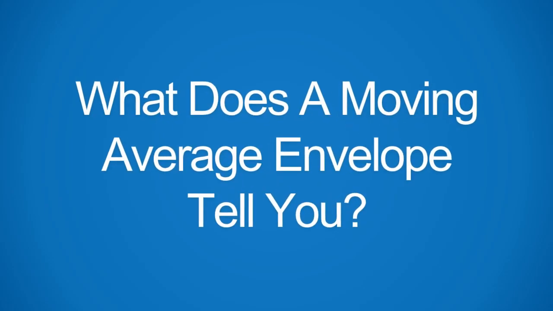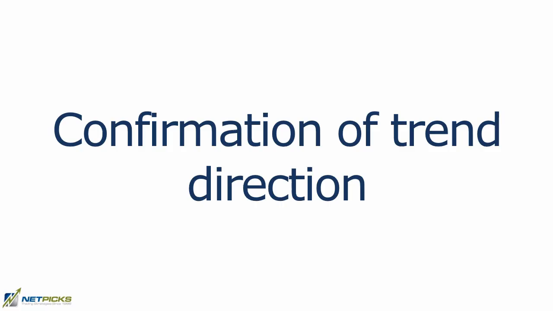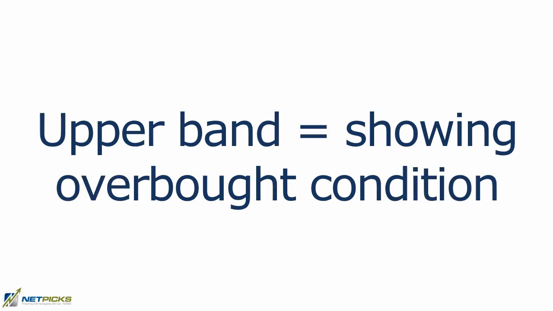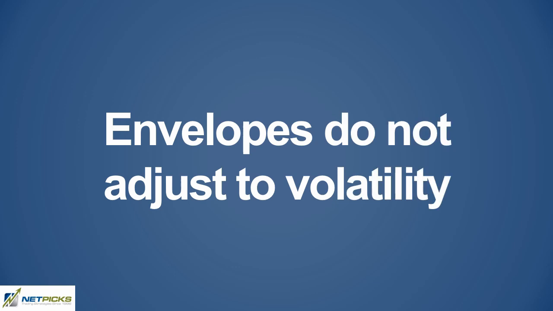So what does the envelope tell you? Well, people use it for three main uses: to confirm the trend direction, showing an overbought condition when price is at the upper band, and at the lower band, looking at an oversold condition. Every trader's got to define their own rules around that information to enter the trade, to manage the trade, and to exit a trade. And the key thing to remember is these envelopes do not adjust to volatility.